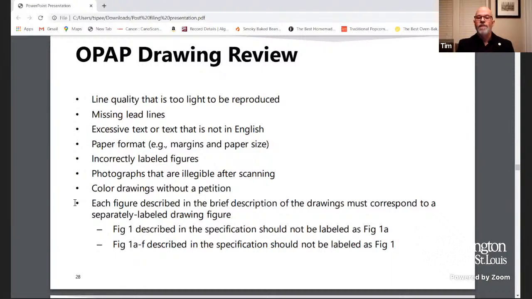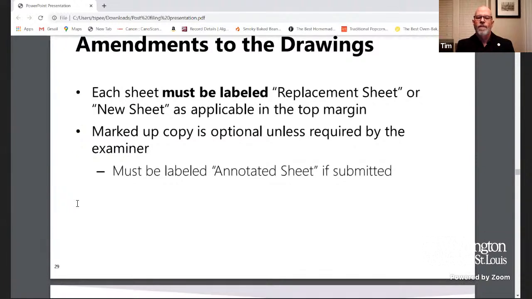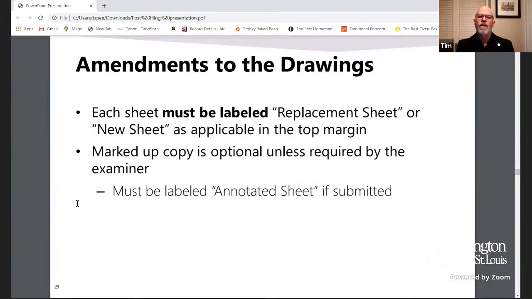OPAP will look at them. The examiner will also look at the drawings. And in the office action that we talked about earlier, if there are issues with the drawings, the examiner will set those forth, and you will have an opportunity to correct them, to respond to them. This is the method for making amendments to drawings. You submit a new sheet, you label it in this way, and you also give a marked up copy optionally, unless the examiner asks for one. That would be called an annotated sheet. And again, these need to be labeled specifically.